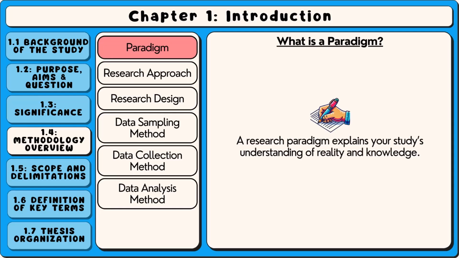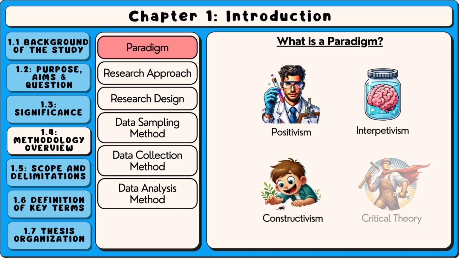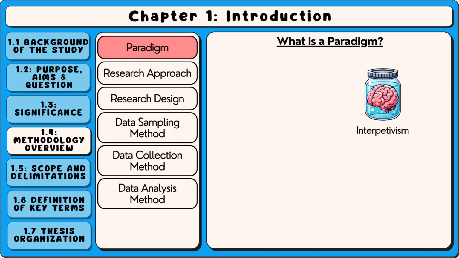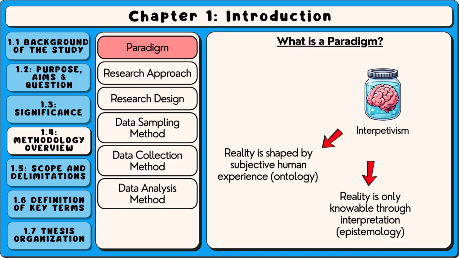This will inform how you go about collecting your data. When looking at research paradigms, our options are positivism, interpretivism, constructivism, and critical theory. We can eliminate positivism because it is only for quantitative studies. For this sample, we'll focus on interpretivism because this is the most common research paradigm qualitative research students use. Interpretivism argues that reality is shaped by subjective human experiences and that reality is only knowable through interpretation. As a result, an interpretivist will end up doing a qualitative study exploring perceptions and experiences.